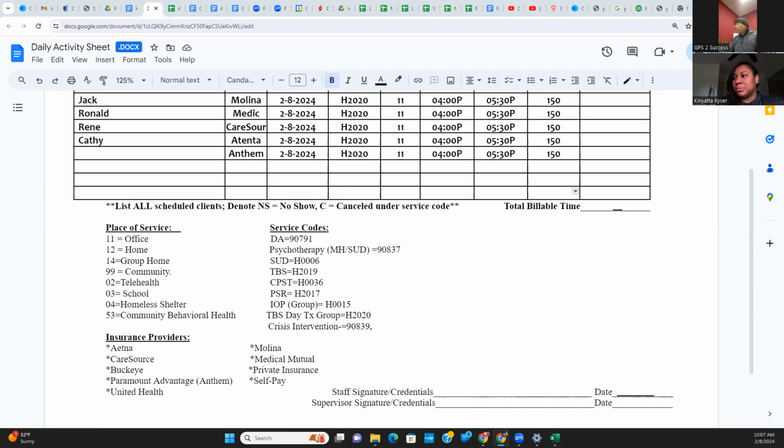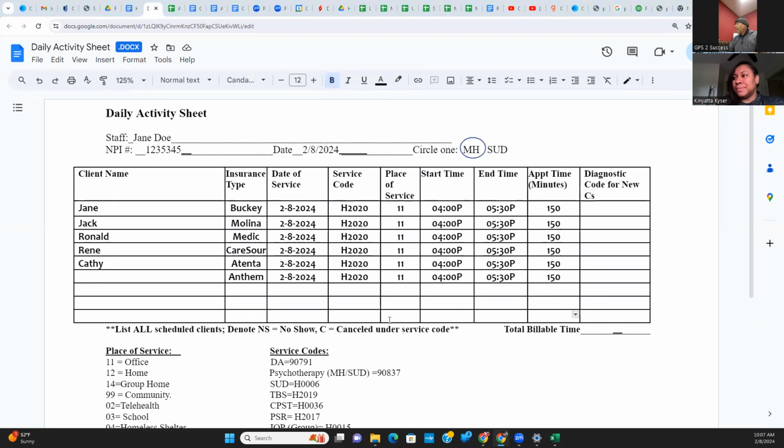Right. So any questions about the daily activity sheet? I know, Catherine, you're going to be, I know we got some folks on that are actually going to be doing this. Is this pretty straightforward, or are there any questions about how we fill this out? No, that's pretty straightforward. Well, this is just when it's group.